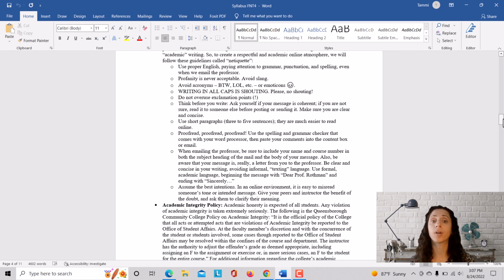Profanity is never acceptable. Also avoid slang, avoid acronyms like BTW, LOL, or emojis. Writing in all caps is shouting, so please no shouting. Do not overuse exclamation points. I'm guilty of this, so I have to keep track of this netiquette for myself. Think before you write. Ask yourself if your message is coherent. If you're not sure, read it to someone else before posting or sending it.